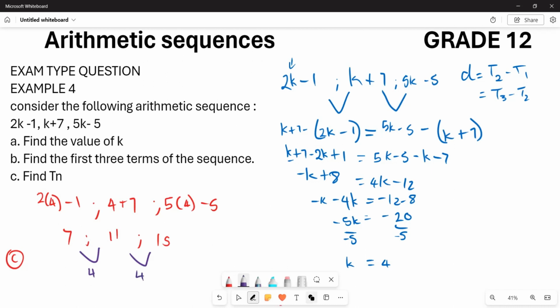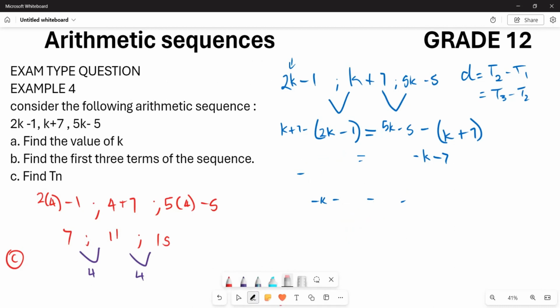So whenever you are finding the Tn, the general formula, let's make up our space here. Basically, Tn is equal to a plus open bracket n subtract 1 close bracket d. Now you know what the a stands for? The first term, right? Your first term is given by 7, plus n subtract 1. And then what is the d? The d, we know, is going to be 4.